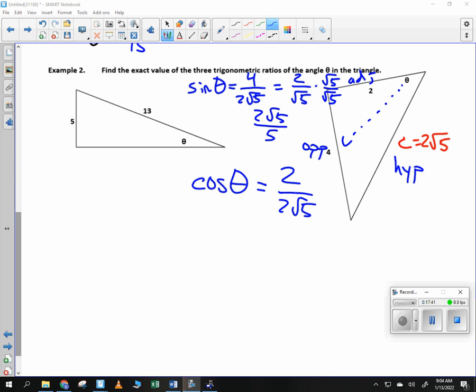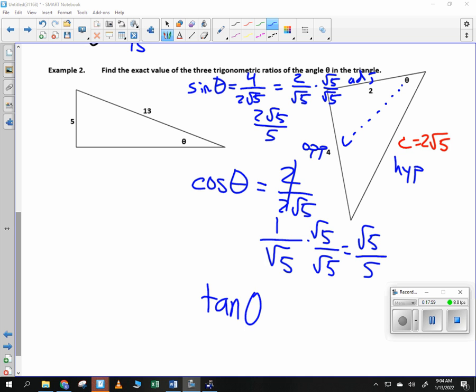Notice how the 2's cancel. So I get 1 over the root of 5. Can you leave the root of 5 in the denominator? So multiply top and bottom by the root of 5. And we get the root of 5 over 5. And finally, tangent is going to be what? 4 over 2, which is 2.